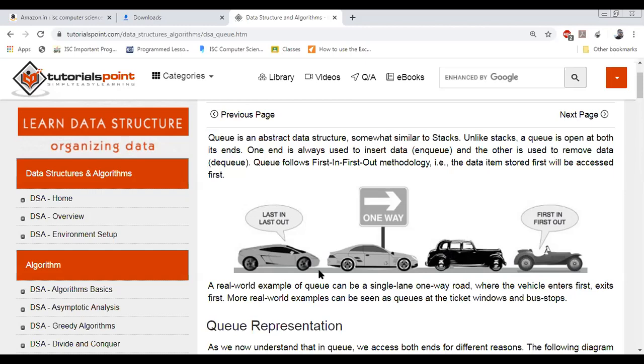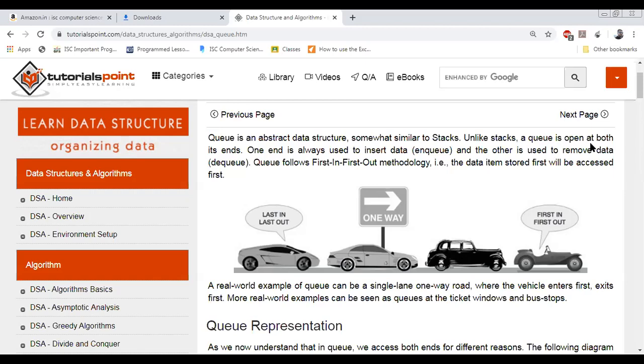But if I just reverse it, considering that this is the end where this car is entering first, this is second, this is third, and this is fourth, then the car which is on the leftmost side will be the first car to move out, followed by the second, the third, and the fourth. So that is why in a queue you have both the ends open to operate.